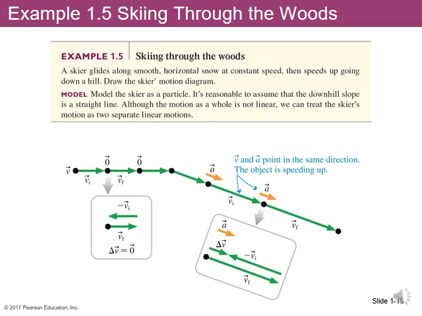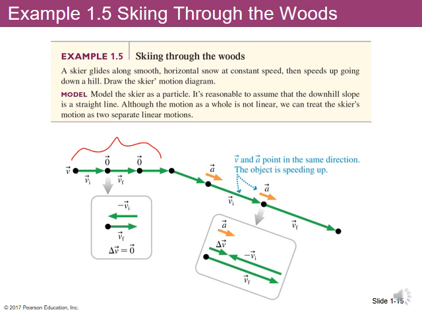So let's look at putting all this together. You have a problem where it says a skier glides down along smooth horizontal snow at a constant speed, and then she speeds up as she goes down the hill. Draw the motion diagram. So we're going to start by drawing the dots. We start with putting these dots here in this first part. We draw the dots equally spaced apart because she's going at a constant speed.